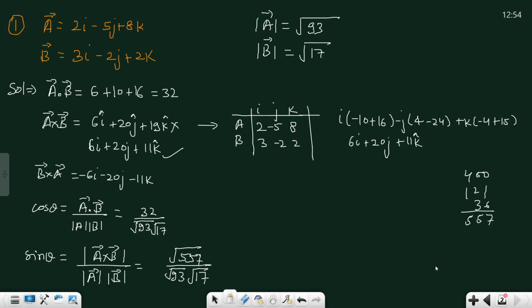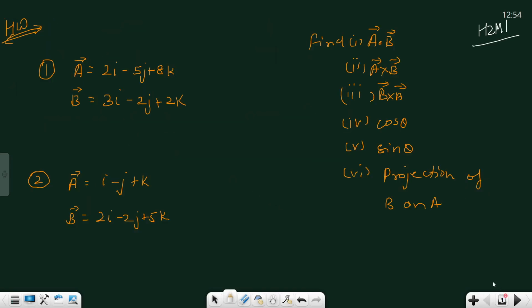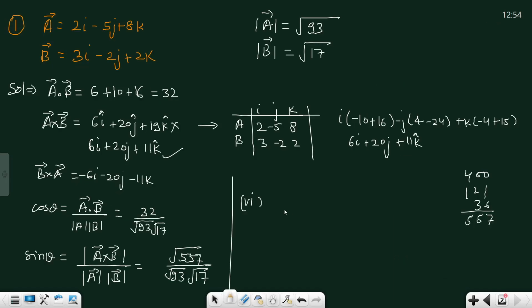And last is projection of A on B. The last one. Projection of B on A. So you write B vector, then this is the A vector. So B's projection will be B cos theta into my A unit vector. So magnitude of B is root 17.